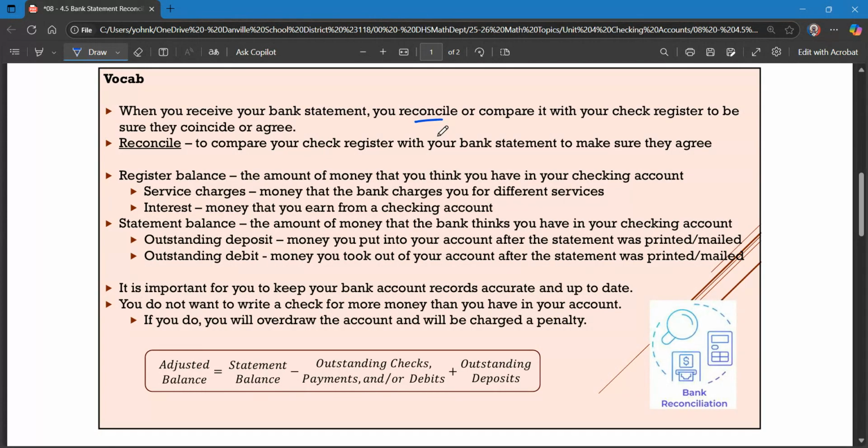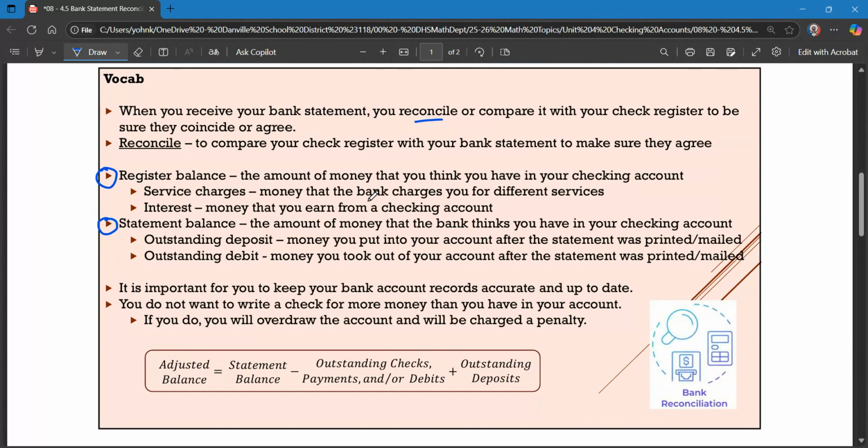Reconcile is when you take your check register in one hand and the bank statement that you got in the mail in your other hand, and you make sure that they are in agreement, that both of them say you have the same amount of money. So first you're going to look at your register balance. You want to make it the same as your statement balance. Your register balance is the amount of money that you think you have in your checking account. You have your check register in front of you, and it's the balance on your register.